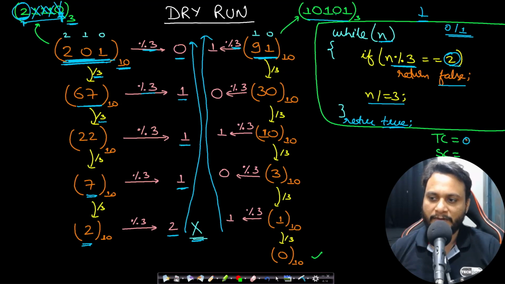The time complexity will be order of log n base 3. So I will just write log n because 3 is a constant, and the space complexity is just order of 1. So this is the code and this is the entire idea.